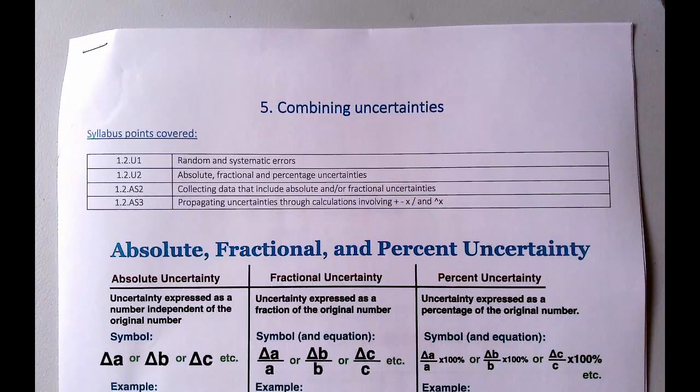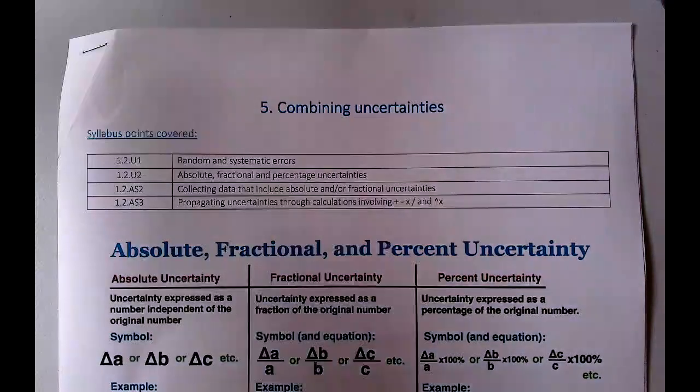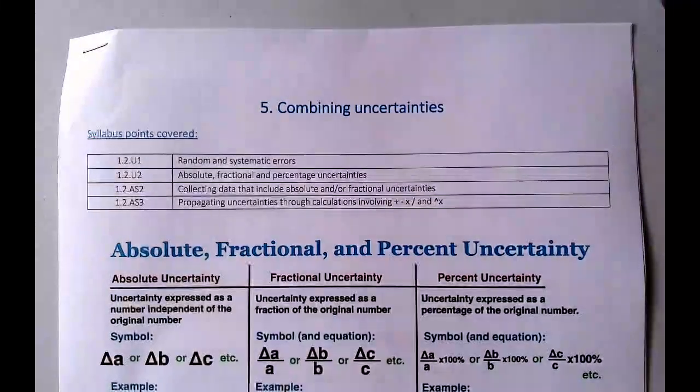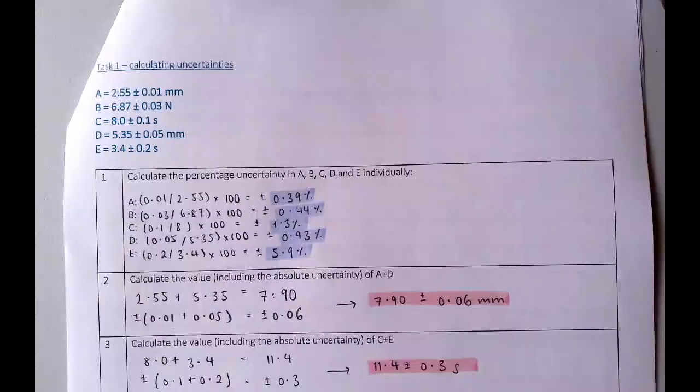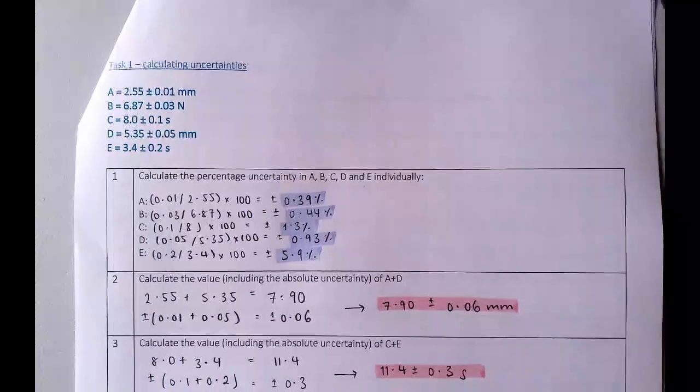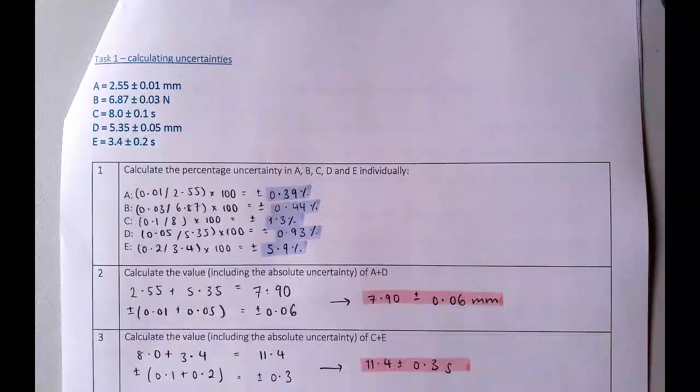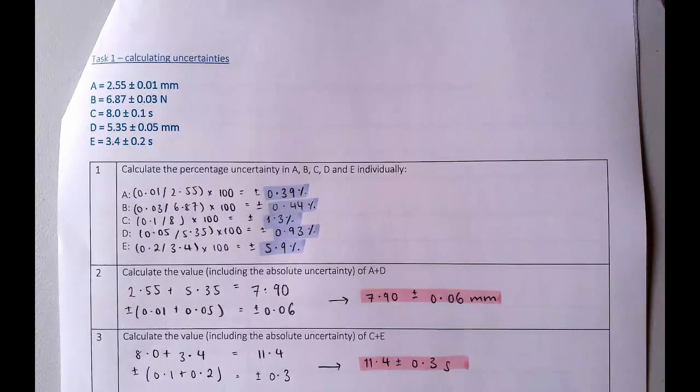So this was all about looking at how we combine uncertainties when we complete calculations with data that have different uncertainties. So task number 1. The answers were on the slides, but I just want to show the working for you in case you weren't sure. So question 1 was very straightforward.